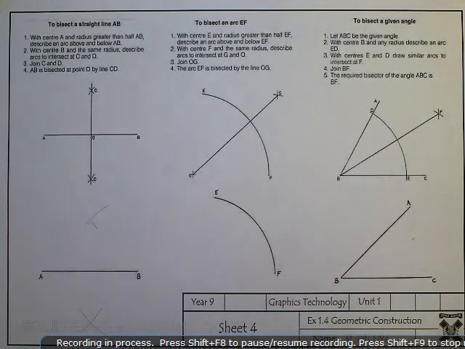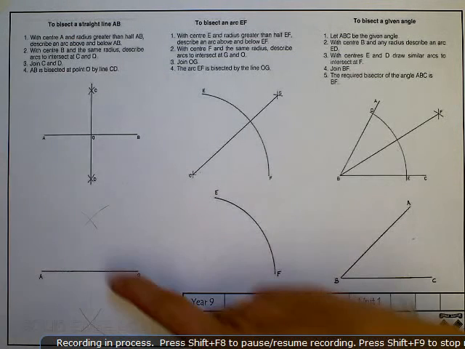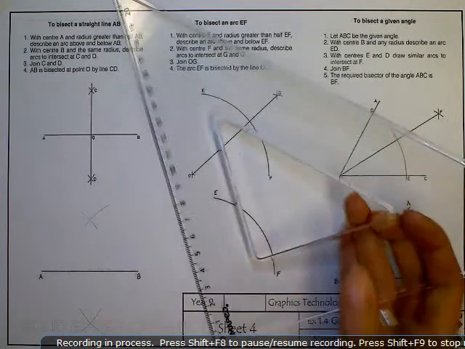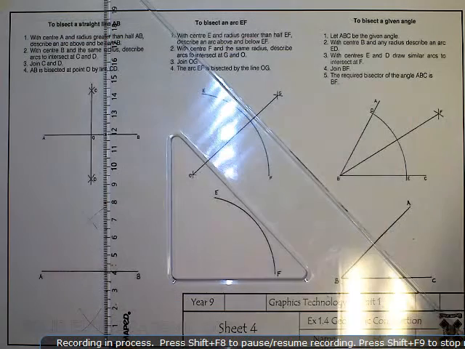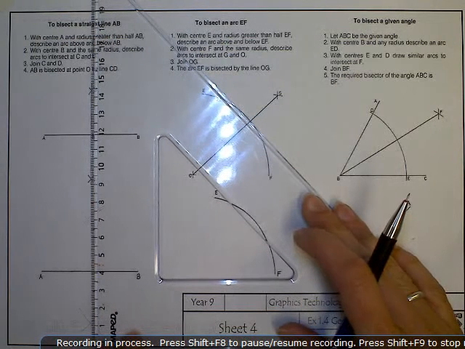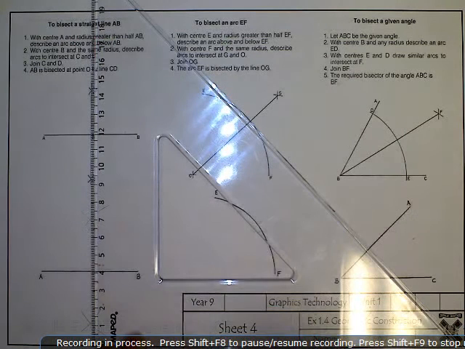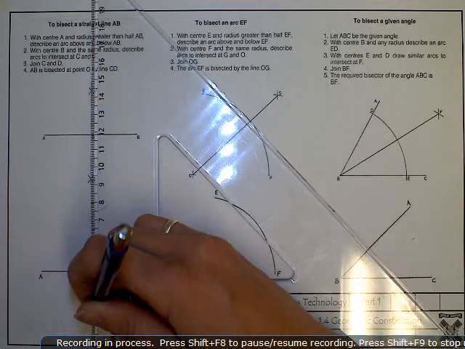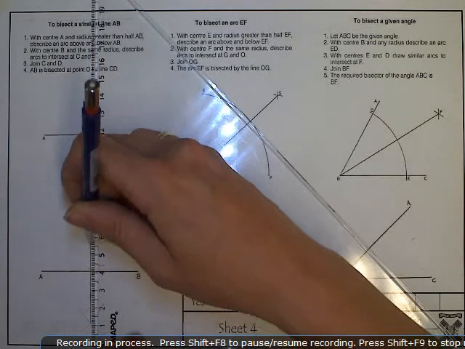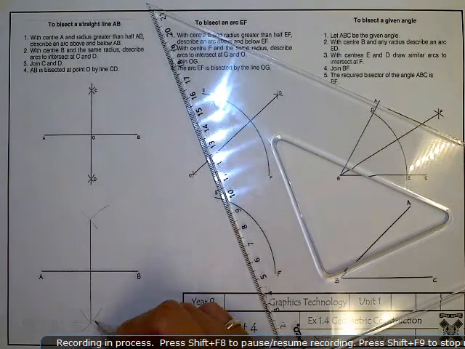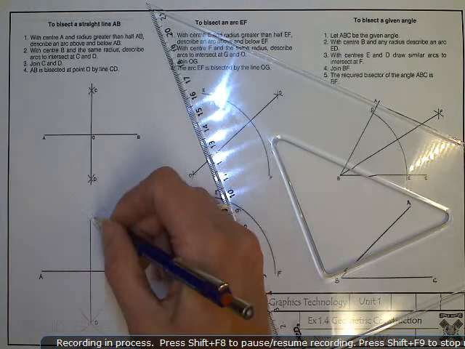Now all we need to do is connect those points that have been intersected. I'm going to use my T-square and set square for this. If I've set my drawing board up properly and my drawing up properly on the drawing board, that should be a vertical line. So here I can do a nice vertical line between those intersection points. Okay, so we found D here and C, and we joined them up.